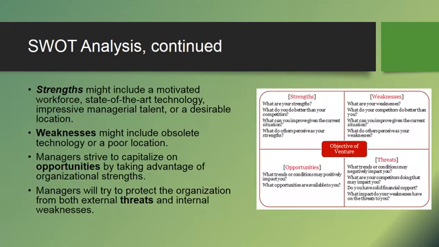Strengths might include a motivated workforce, state-of-the-art technology, impressive managerial talent, or desirable location. Weaknesses might include obsolete technology or a poor location. Managers strive to capitalize on opportunities by taking advantage of organizational strengths. Managers will try to protect the organization from both external threats and internal weaknesses. So over here on the right, you'll see the questions that should be asked when you are doing a SWOT analysis.